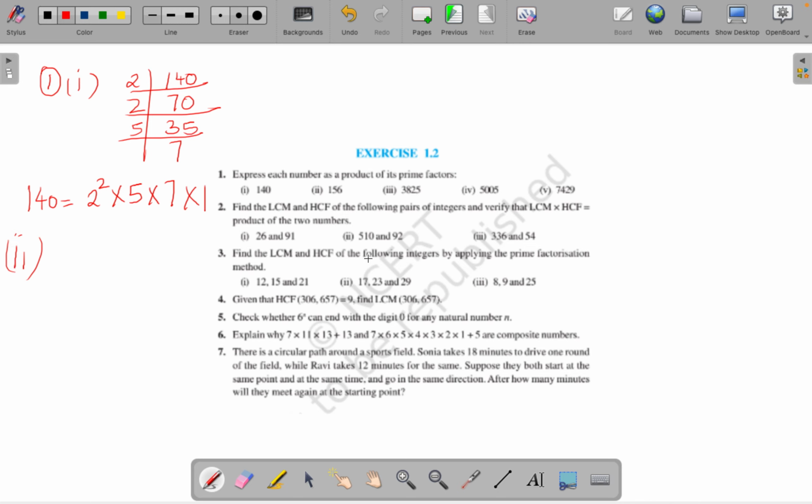Okay, so you can do it. All these can be done in the same way, 156 in the same order, right? And this is how you will get the prime factorization.